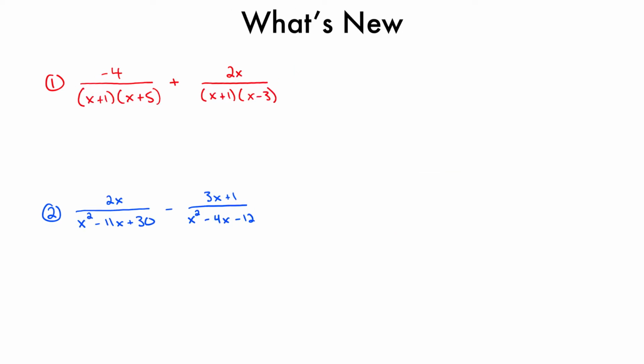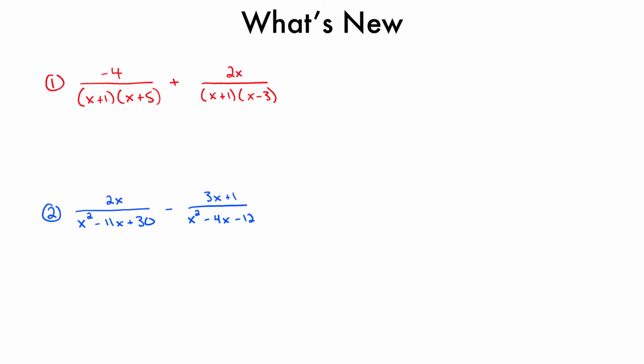The way we approached those two fraction problems before is exactly how I'm going to approach this one. Problem number 1. I have a negative 4 divided by the quantity x plus 1 times the quantity of x plus 5, plus 2x divided by the quantity of x plus 1 times the quantity of x minus 3. Notice, both fractions have an x plus 1 in common.